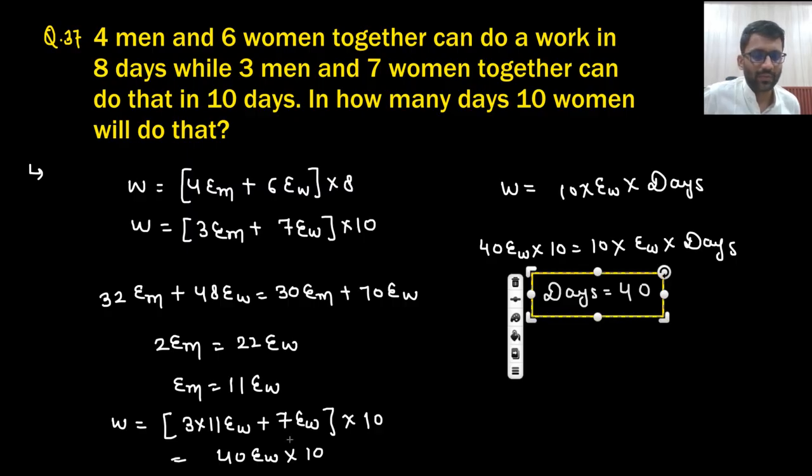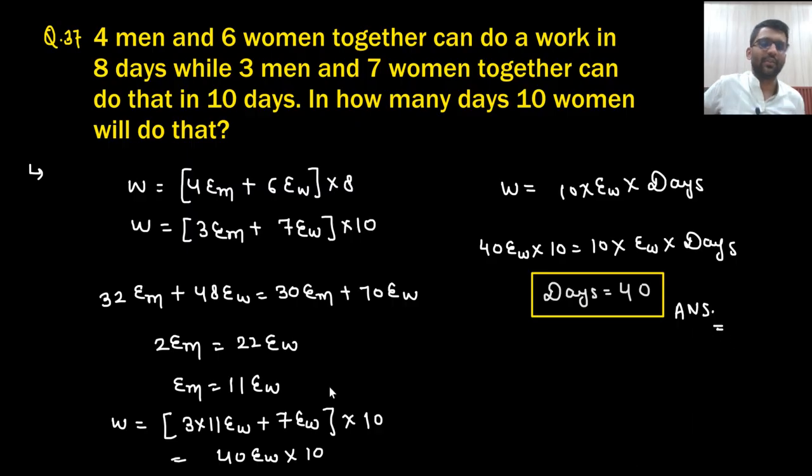Very easy problems, very easy. There is no doubt that you will be able to solve every single problem that comes in front of you, right? Everything was given: 4 men plus 6 women into 8, 3 men plus 7 women into 10. Now here you cannot apply the laddu method because the efficiencies of both of them are mixed. 4 men and 6 women, that means 4p plus 6q can do the work in 8 days. So there it will not work.